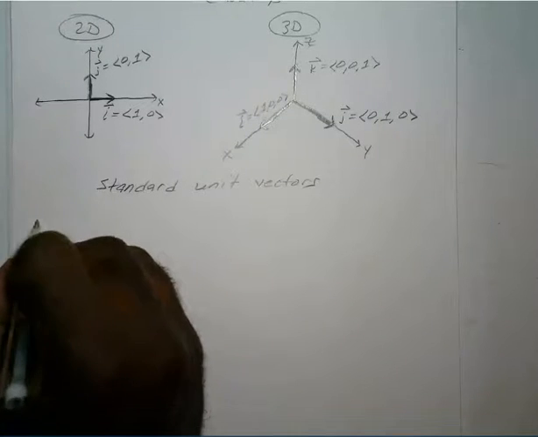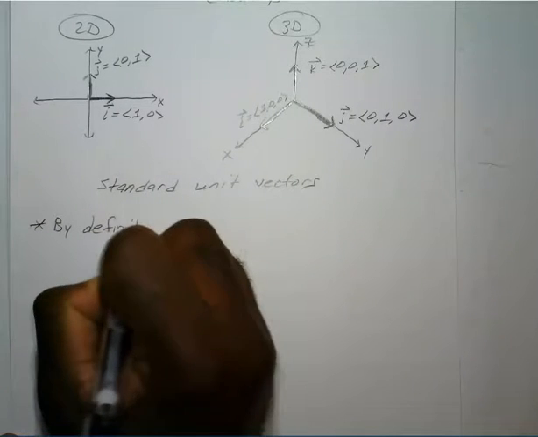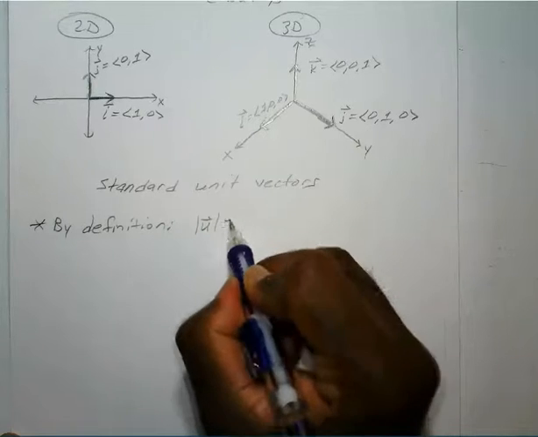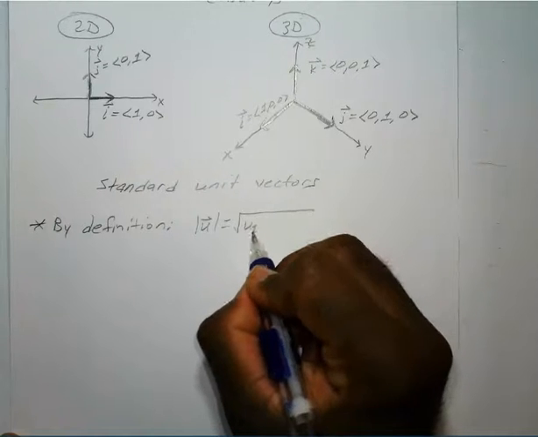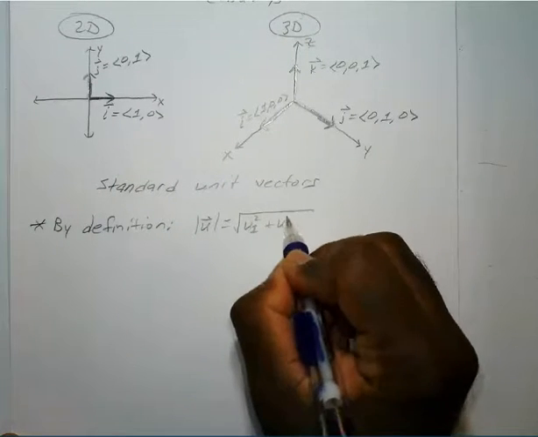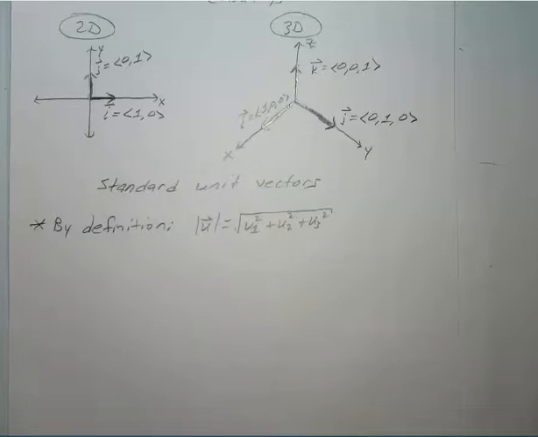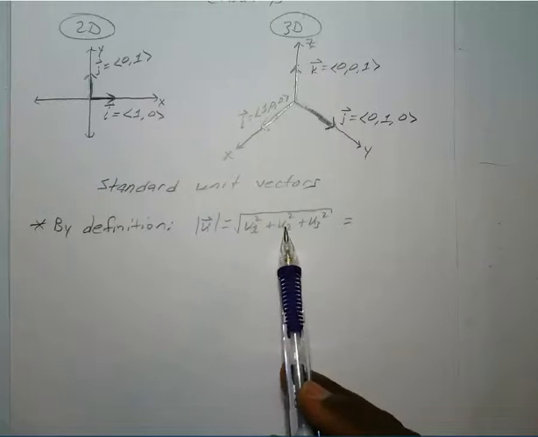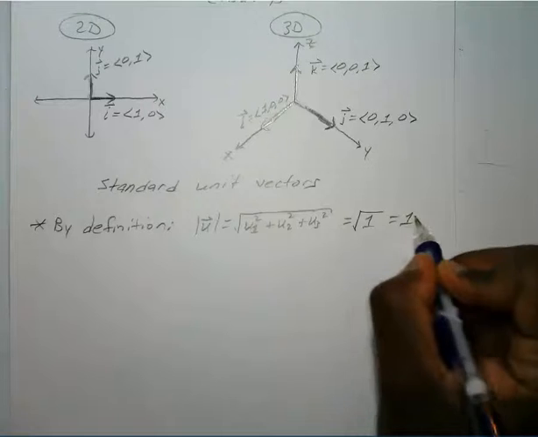Okay, a couple of things you need to know about them is, by definition, the magnitude of a unit vector is actually just the square root of the first component squared plus the second component squared plus the third component squared. Okay. Now, if you did everything correctly, when you add those all together, you should get the square root of 1, which is just 1.